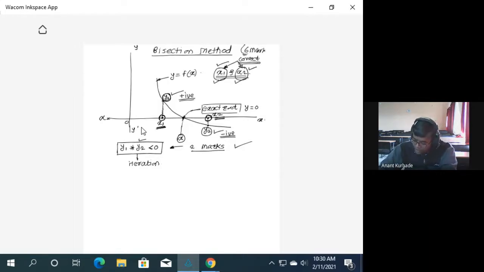Now the next question: we have found the value of y1, y2, and immediately we can say the root of the equation lies between x1 and x2. Up to this, it is fine; you can get 2 marks. But what about the next one? You have to do a number of iterations, say 6 iterations.